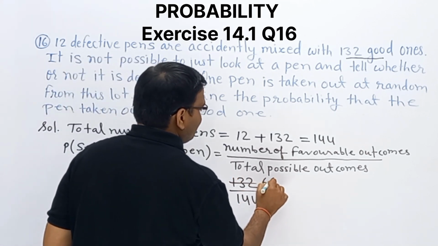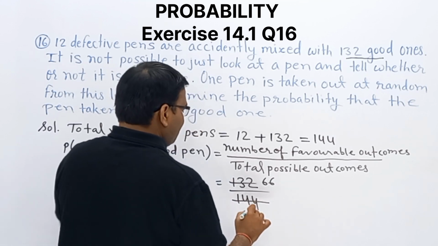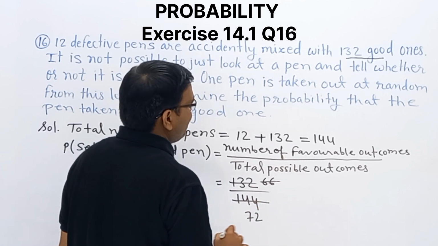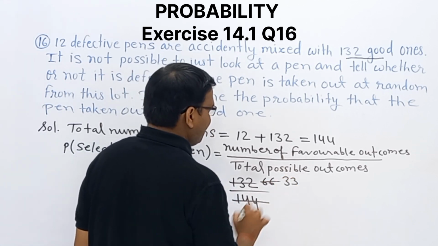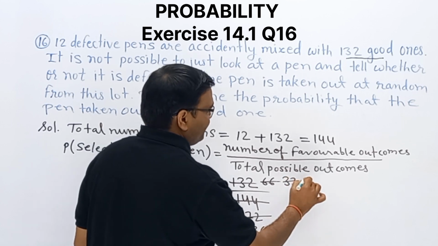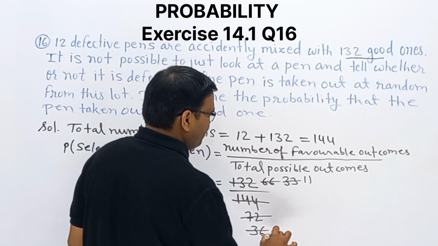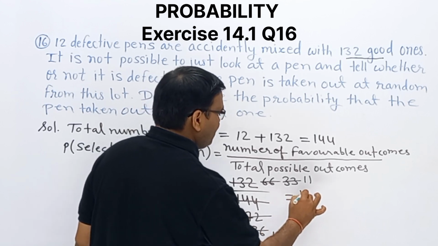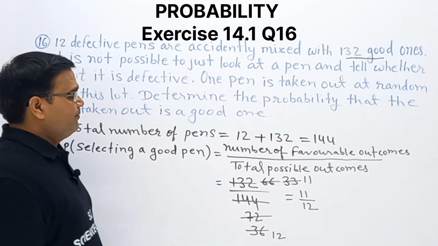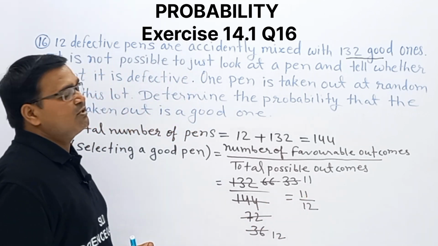Observe, 6 times 6 times 7 times. Once we simplify, what are we getting? 7 times 2 times. Again simplify from 2, 3 times 3 times. This will be 3 times 6 times. From 3, 1 time 1 time 1 time 2 times. So we are getting 11 upon 12. So probability of selecting a good pen is 11 upon 12. This is the required answer for this question.